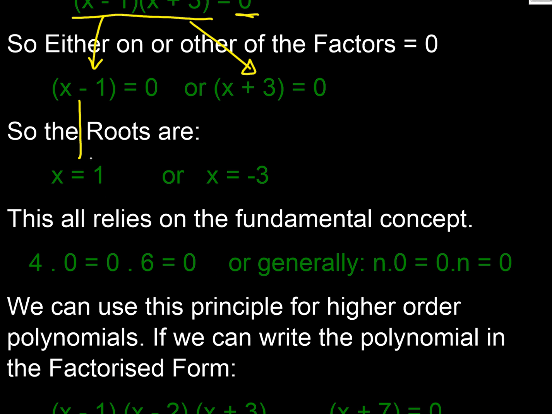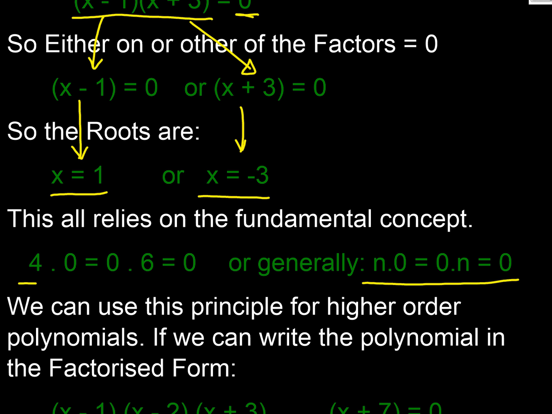And if x minus 1 equals 0, then x must equal 1. And if x plus 3 is 0, then x must equal minus 3. And all of this relies on the fact that if we take any number and multiply it by 0, we're going to get 0. In most general terms, a number times 0 equals 0, or 0 times a number equals 0.